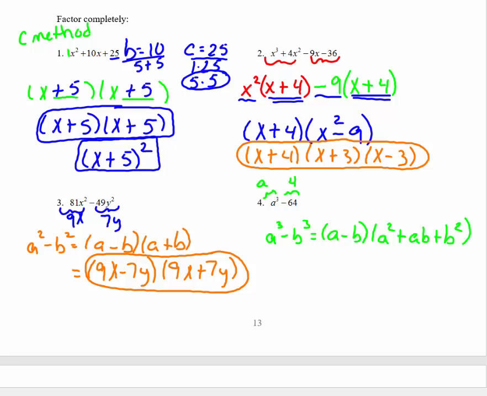So following the formula, a is just a, and b is 4. So I get a minus 4. Then I take a and square it. Well, a squared is just a squared. And I add a times b. So a times 4 is 4a. And then I take b and square it. Well, b is 4 and 4 squared is 16. You'll never be able to go farther if you pulled out a GCF from the beginning. So do not try and factor that trinomial. You would be done at that point.